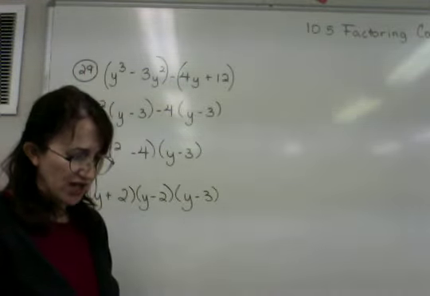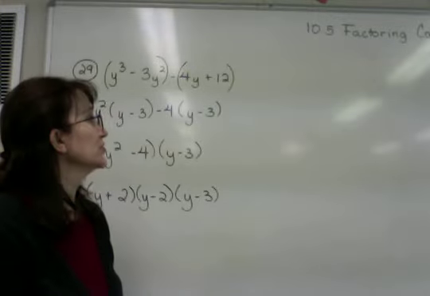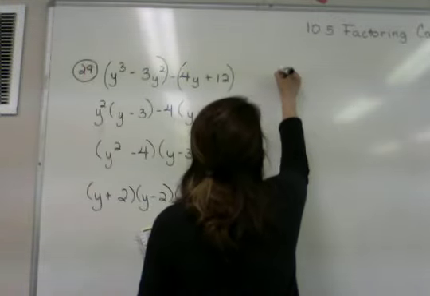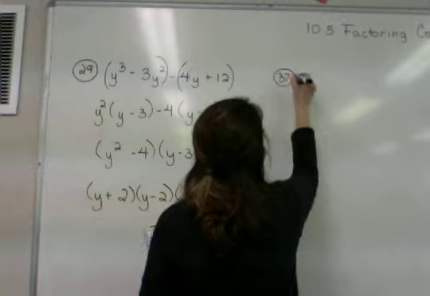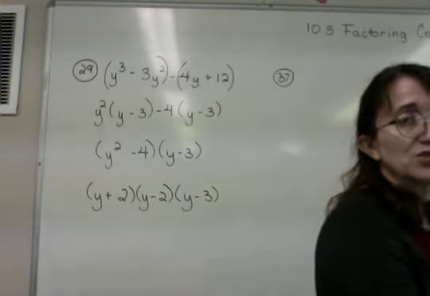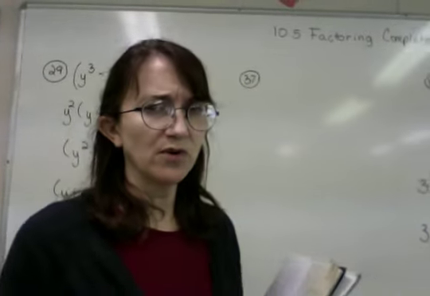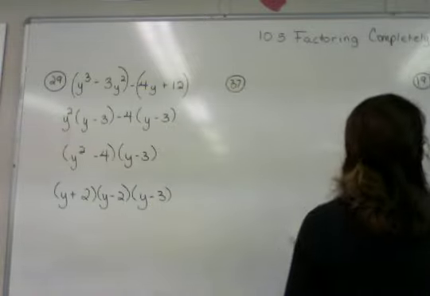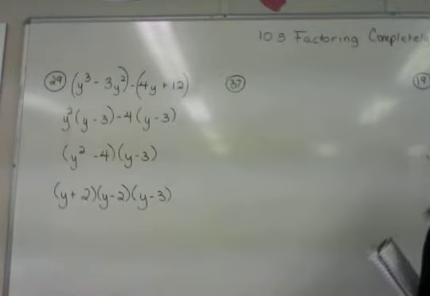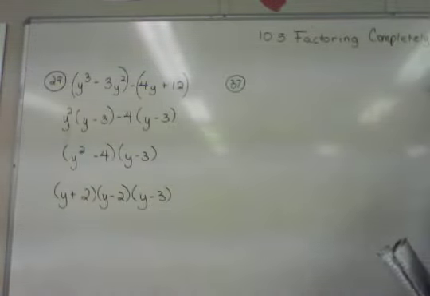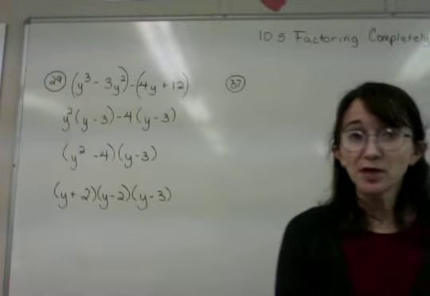Now I want to do 37, because 37 looks really weird, and 37 looks, to me, somewhat similar to what you're going to be doing on your very last problem on your quiz for 10.5. It's not exactly the same, but it is somewhat similar to it.